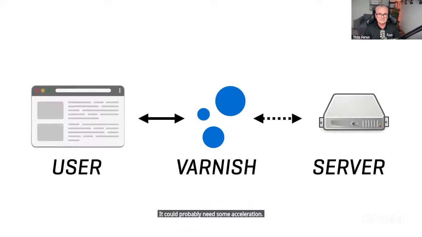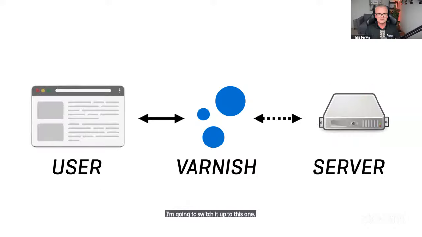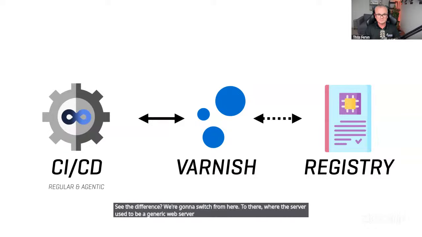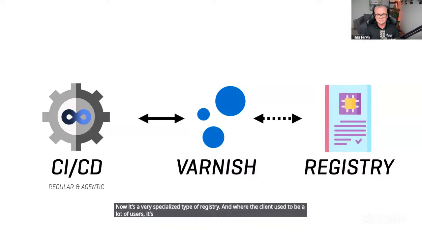So whereas this diagram used to be the standard way of explaining what we do, in the context of today, I'm going to switch it up to this one. See the difference? We're going to switch from here to there, where the server used to be a generic web server hosting a web application. Now it's a very specialized type of registry. And where the client used to be a lot of users, it's a specific set of CI and CD workers, both regular ones or, looking at the future, agentic ones.